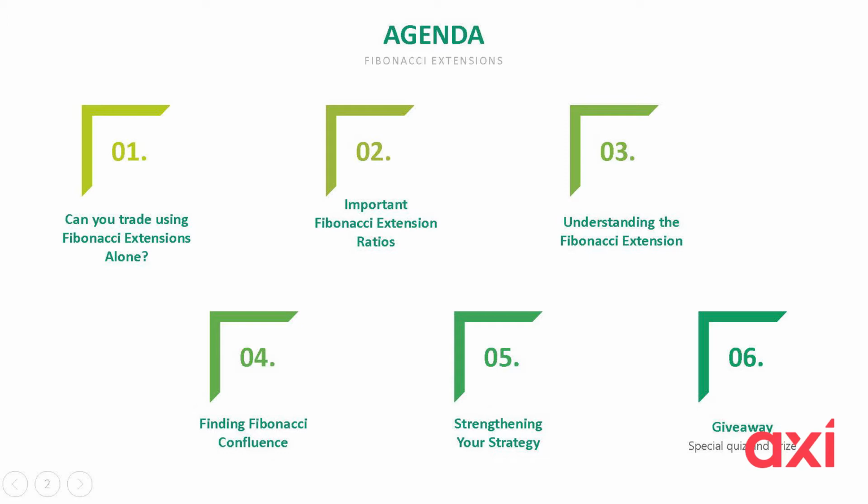We'll talk about finding Fibonacci confluence. Previously, in our last week's webinar, we looked at how we can do Fibonacci confluence with Fibonacci retracements. Today we'll be looking at how we can do it with retracements and extensions. Pretty exciting stuff and pretty fun too. Then we look at strengthening your strategy with support, resistance and RSI. And then we have a giveaway at the end. I hope we can finish everything today.